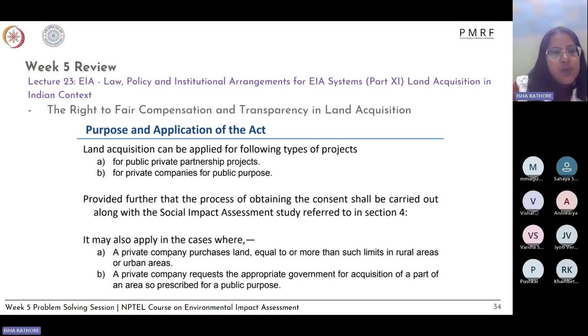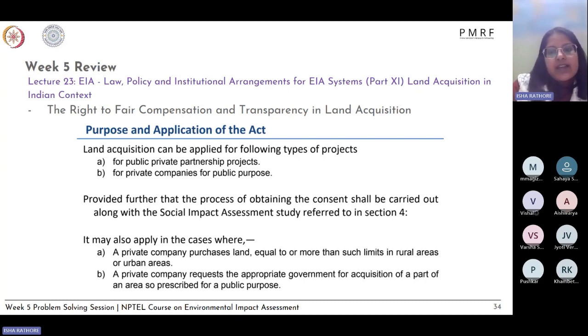There are different models under which PPP happens. You can read about it if you find this interesting. And then the second type is for private companies for public purpose. When private companies come in and want to build infrastructure, they can build this kind of infrastructure for public purpose. So those two kinds of projects are the broad categories in which land acquisition is undertaken.